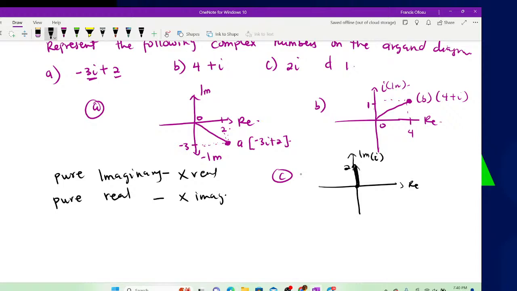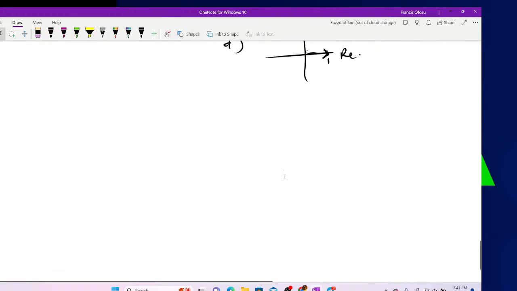Now let's represent the last one, D, which is 1. So you still have your i being the imaginary axis, and here's our real axis. So represent the 1 somewhere here, 1. So it's simply this way, the origin to the 1. So we simply mark the side, and this is the representation of 1 on the Argand diagram.